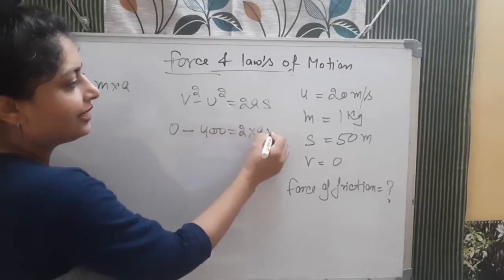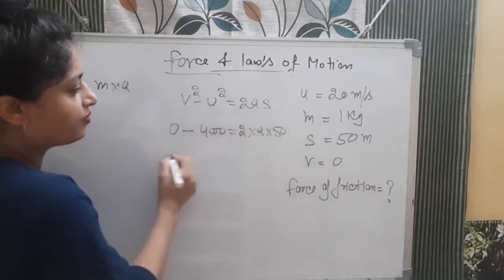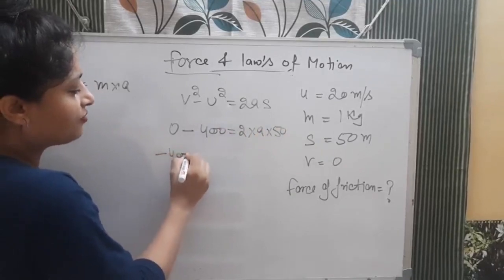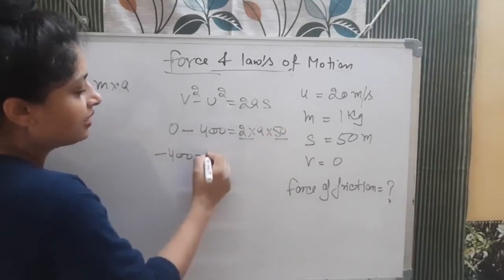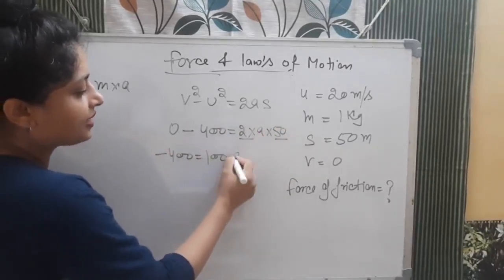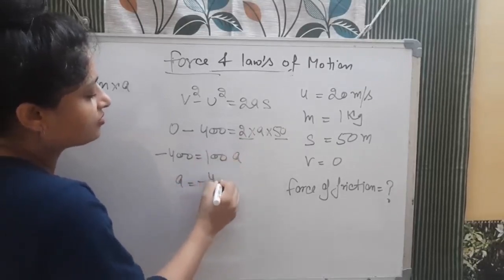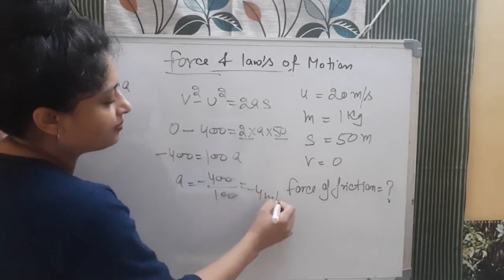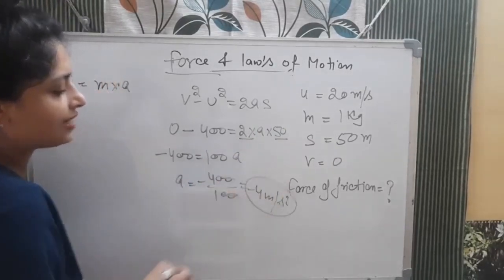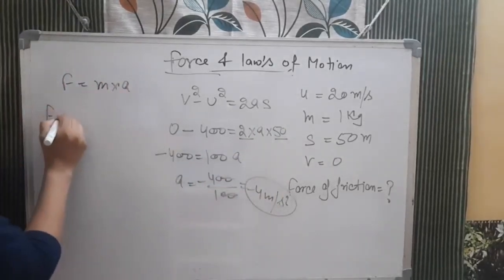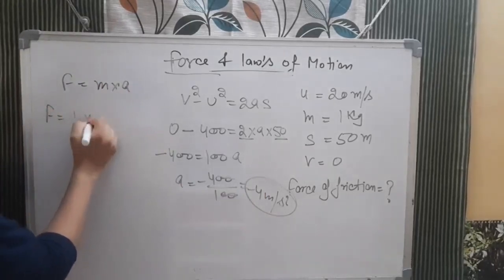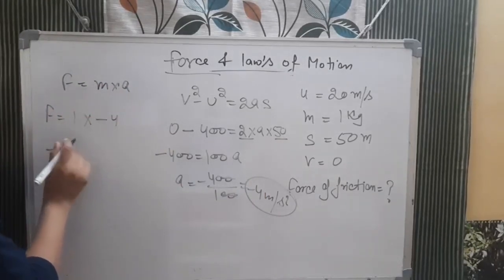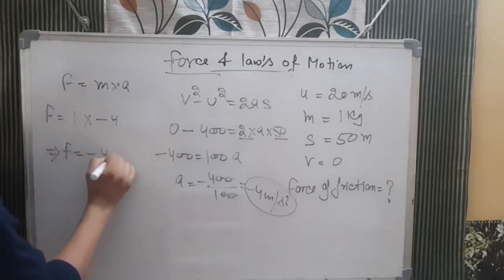2 into a into s, which is 50. So from here, minus 400 is equal to 100 a, and this will be the acceleration. So a is equal to minus 400 divided by 100, and this will be minus 4 meter per second square. So this is your acceleration. Now put the value here. Mass you all know is 1 and acceleration is minus 4. So force will be minus 4 Newton.